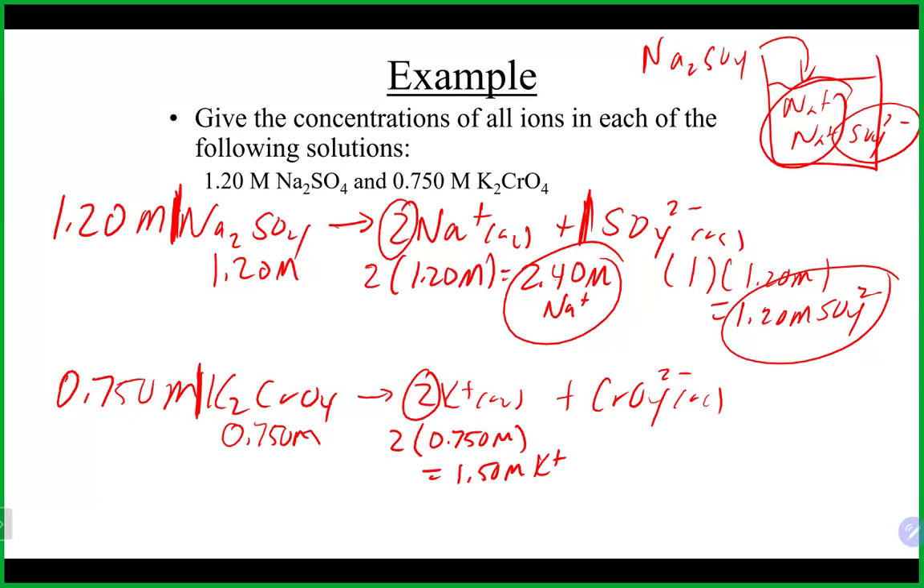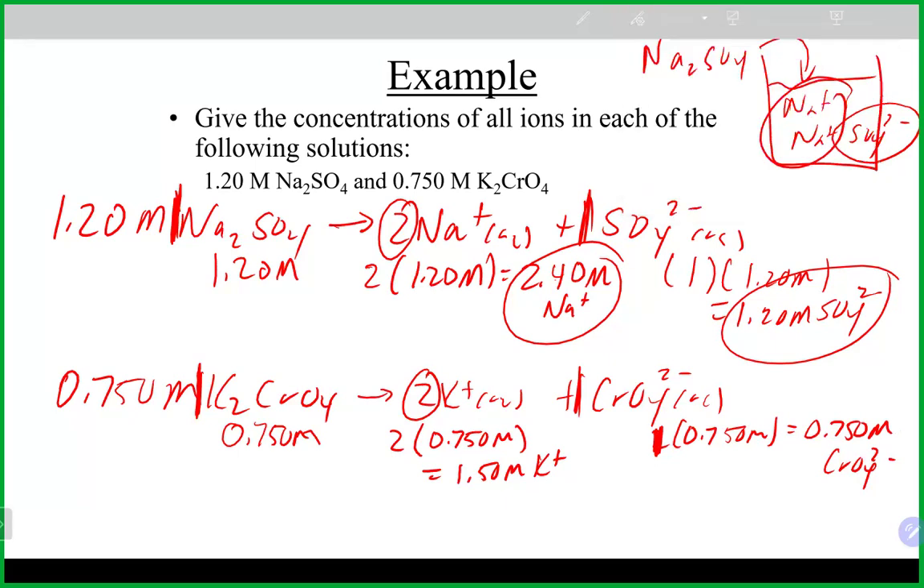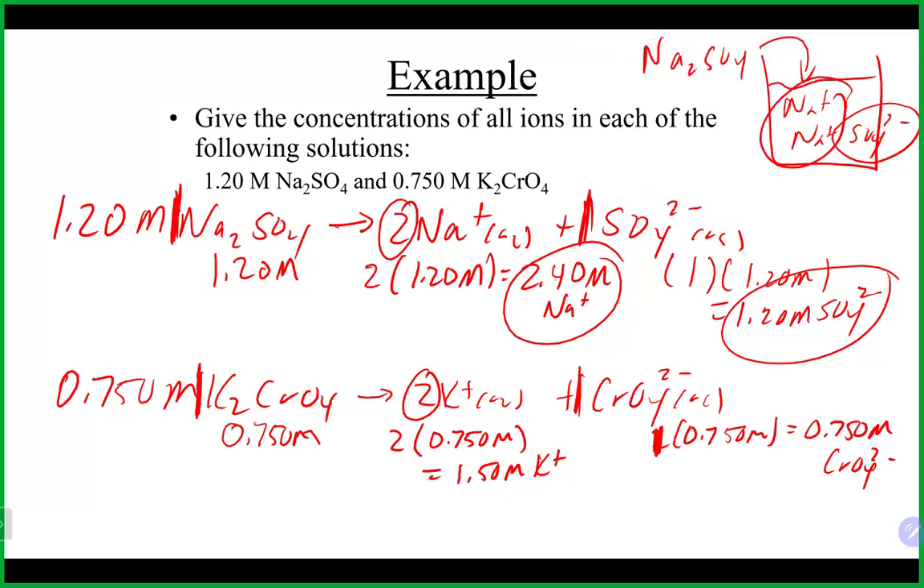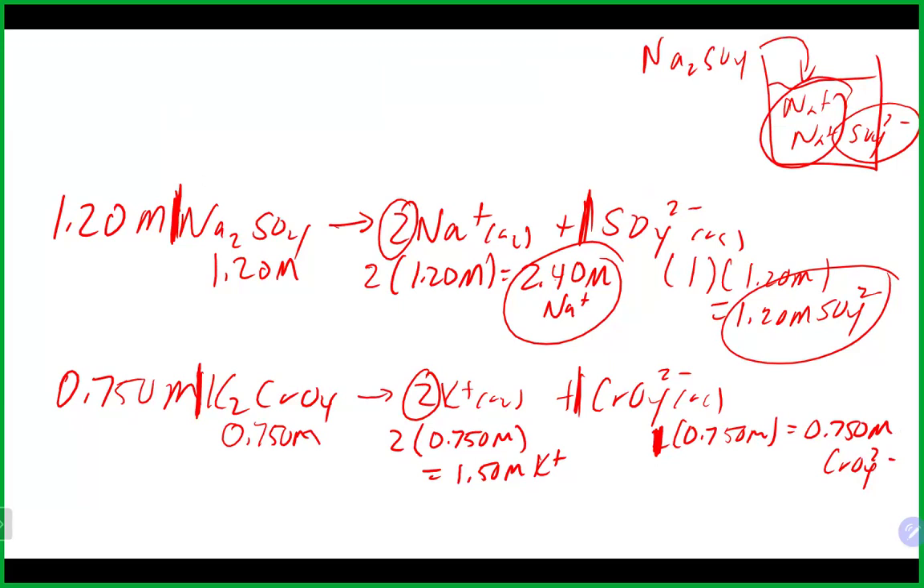When we look at the chromate, it is a 1-to-1 relationship, which means it is 1 times 0.75 molar. Going to give us 0.75 molar for our chromate ions. Once again, that is sort of the quick way that you can get the concentration of ions. If you know the concentration of the whole ionic compound, basically whatever the coefficient is that it breaks apart into, you multiply the concentration by it.